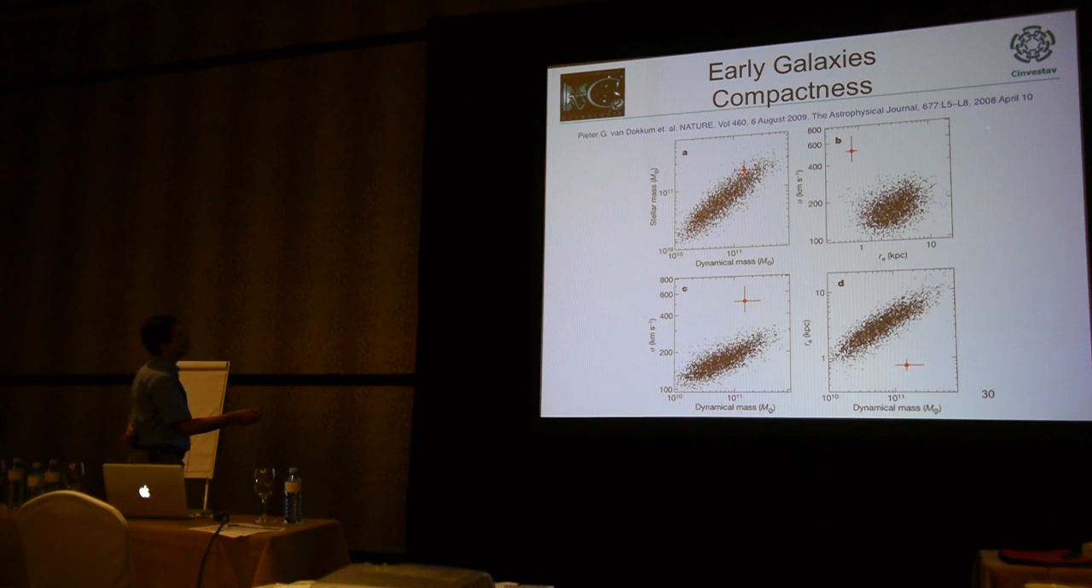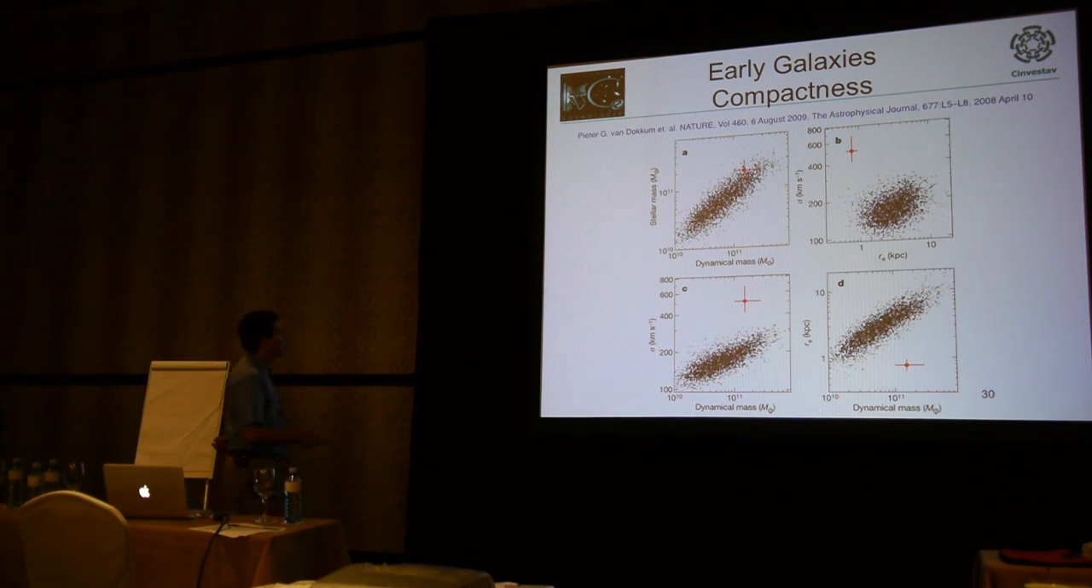Another observation, this is also from two years ago, and last year. This is another example. You see, this is a galaxy. This red point is a galaxy at redshift 2.3, very, very far away. And all of these points are normal galaxies that we know. And you see here the dynamical mass versus the stellar mass. Here is the radius of the galaxy versus the velocity dispersion, dynamical mass, and velocity dispersion.